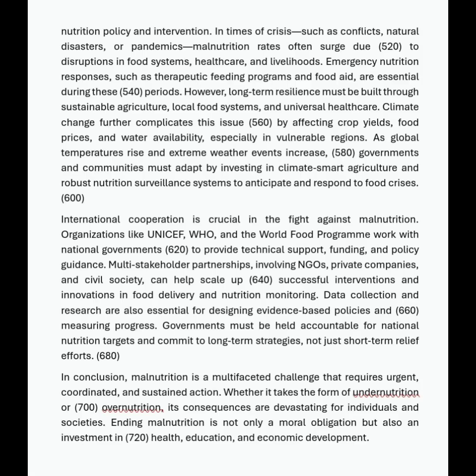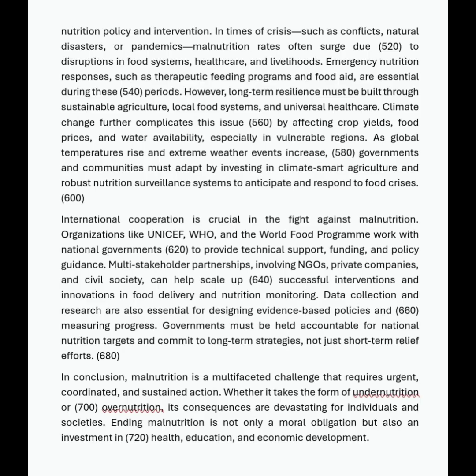malnutrition rates often surge due to disruptions in food systems, healthcare, and livelihoods. Emergency nutrition responses such as therapeutic feeding programs and food aid are essential during these periods. However, long term resilience must be built through sustainable agriculture, local food systems, and universal healthcare. Climate change further complicates this issue by affecting crop yields, food prices, and water availability, especially in vulnerable regions.